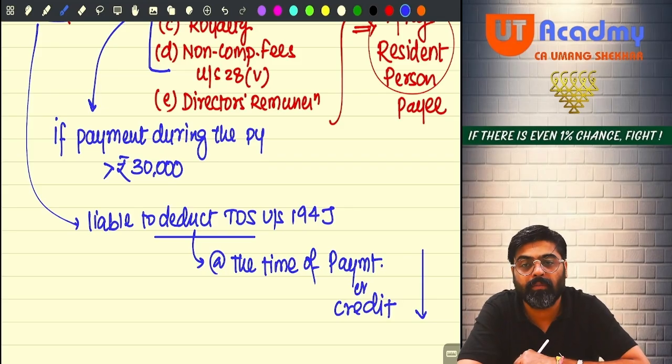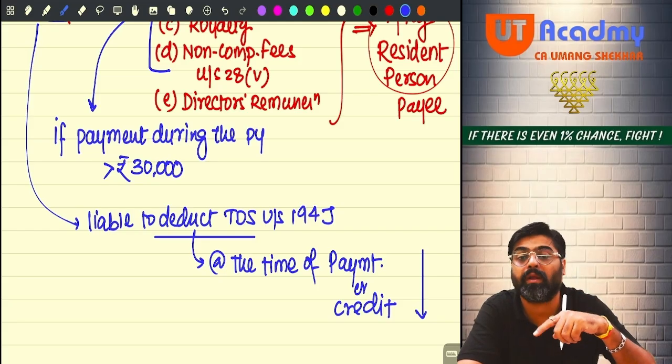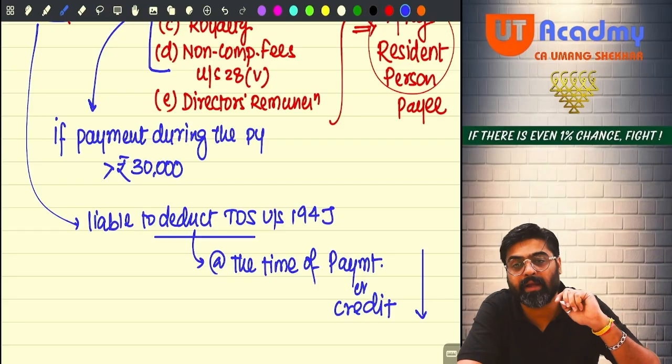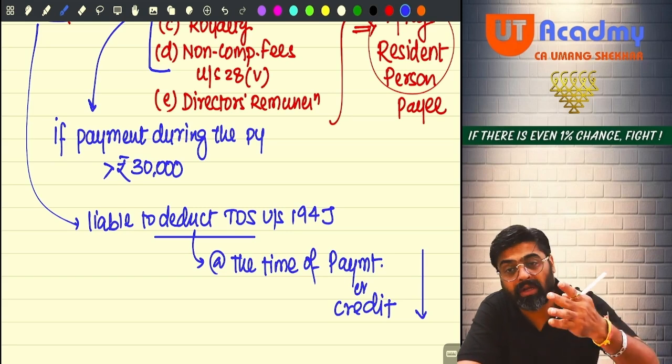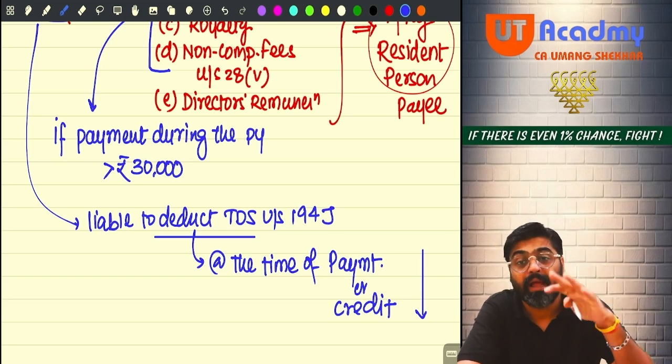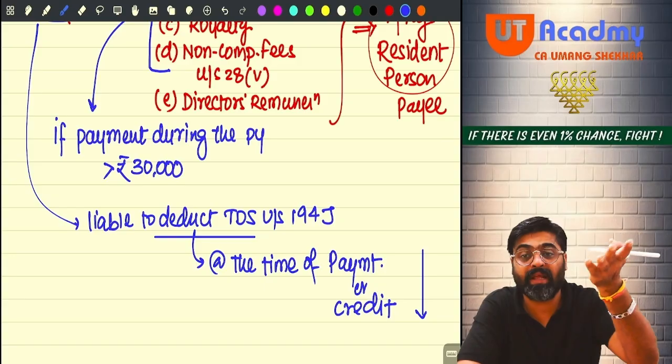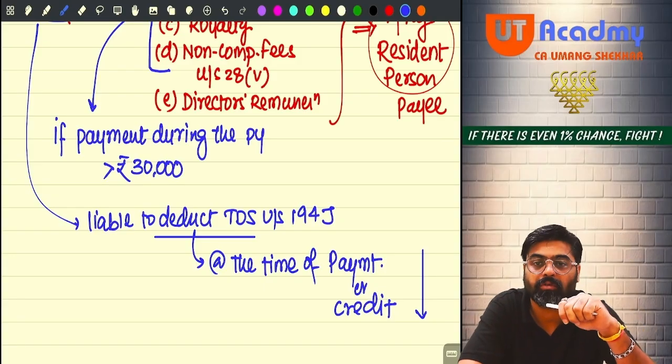TDS will be required to be deducted at any time during the previous year? No, at the time when the payment was made or at the time when this payment was credited in my books, whichever happens earlier, but it will be required to be deducted only if the aggregate payment is more than 30,000 for these 4 amounts.